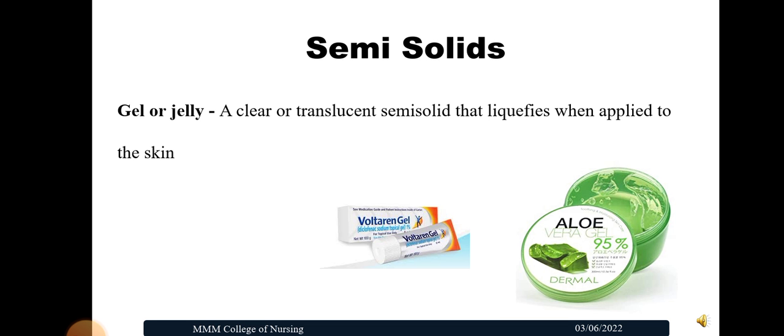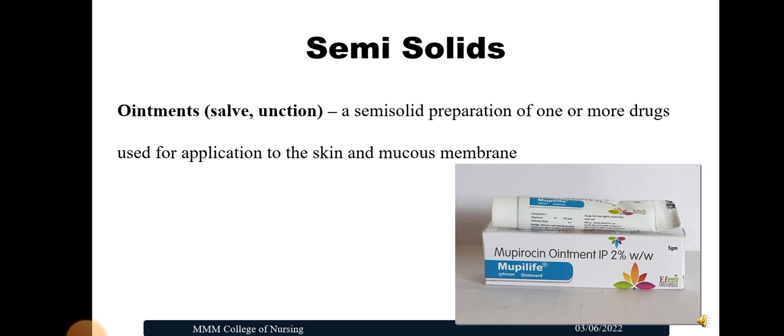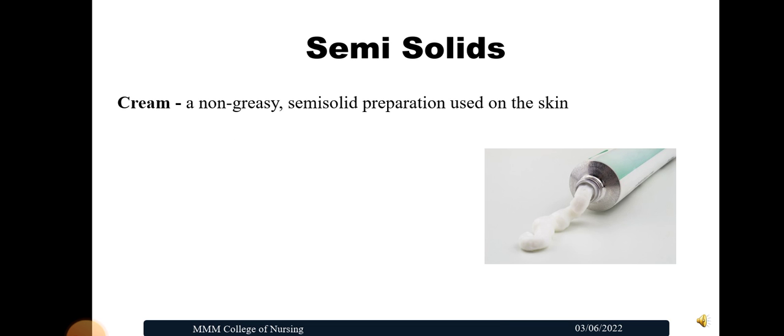Semi-solid forms of medication. Gels or jellies come under the semi-solid preparations. It is a clear or translucent semi-solid that liquefies when applied to the skin. Ointments. Ointments are a semi-solid preparation of one or more drugs used for application to the skin and mucous membrane. Cream. A non-greasy semi-solid preparation commonly used to treat skin conditions.